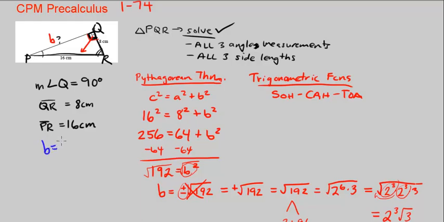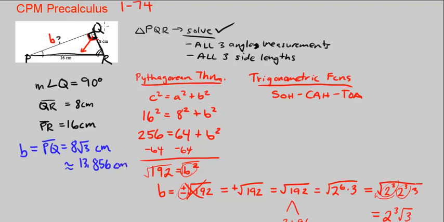B is equal to side PQ, and that's equal to 8 square root of 3 centimeters. I guess we could have just plugged in the square root of 192 in our calculator, and we could say approximately 13.856400646. Rounding it to 3 decimal places is 13.856 centimeters.